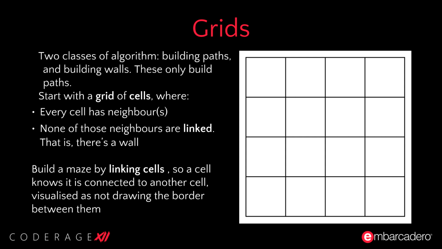So you build a maze by linking cells, that is, destroying the wall, but in code we are linking cells. A cell knows it is connected to another cell, and that's visualised as not drawing the border between them. That creates a path. So the maze is not the black lines. The maze is the white area in between that will become a series of connected squares.